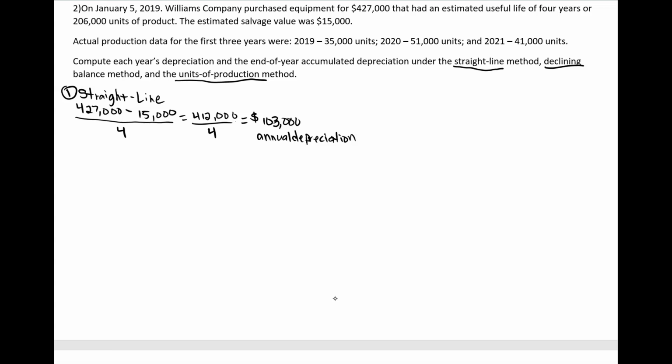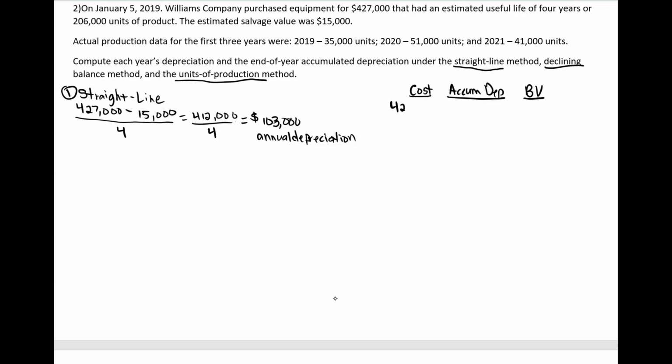Okay, let's just go through and look at what happens over the course of the 3 years. This is useful for 4, but we're only going to look at the first 3 years. So here we have the cost. Then we have the accumulated depreciation. And let's go ahead and look at the book value also.